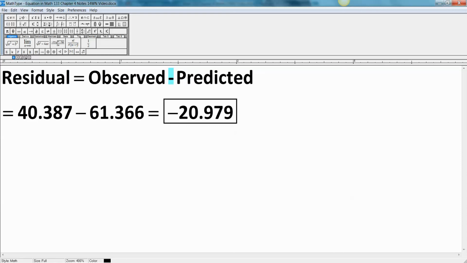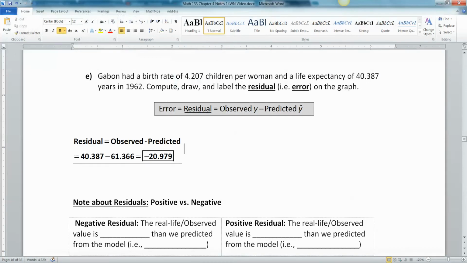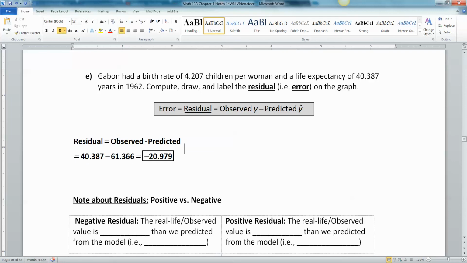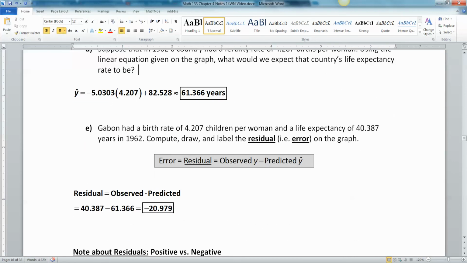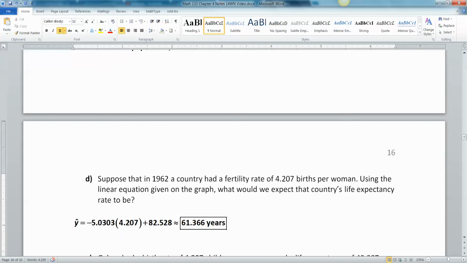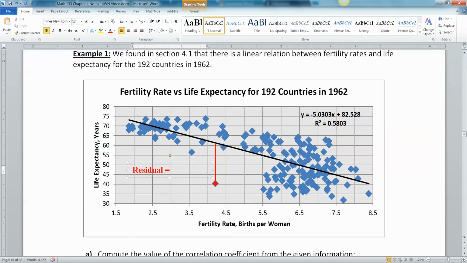Okay. So we observed in real life that people in Gabon were living to 40.387 years. That's observed. And then we predicted that they would live to 61.366 years right up here. That's from the line, right? That's your prediction. And then you take the difference, and that's negative 20.979. And that is your residual. That is literally how long this little red line is. That little red line is 20.979, and it's negative because it's below, right?